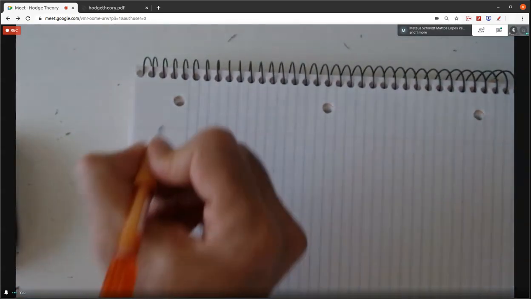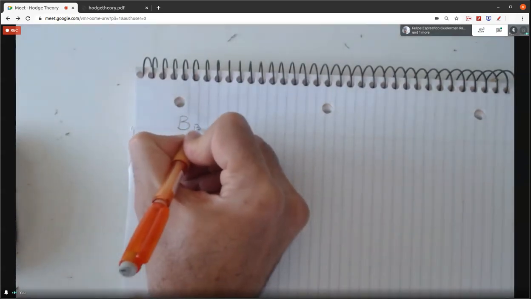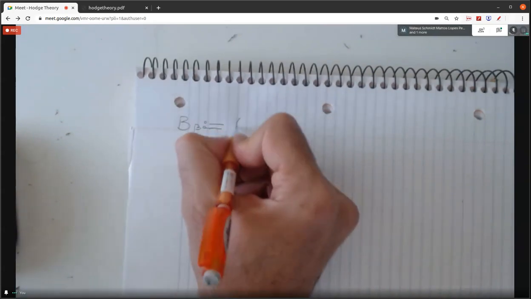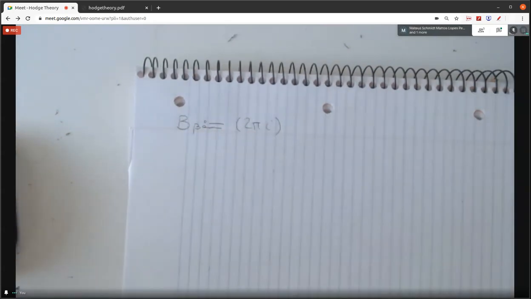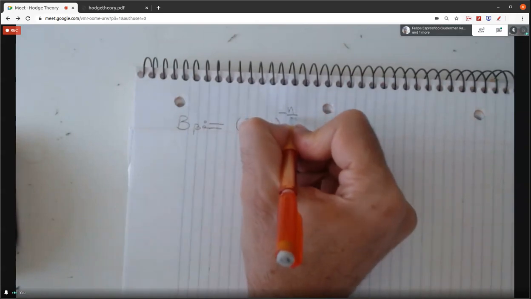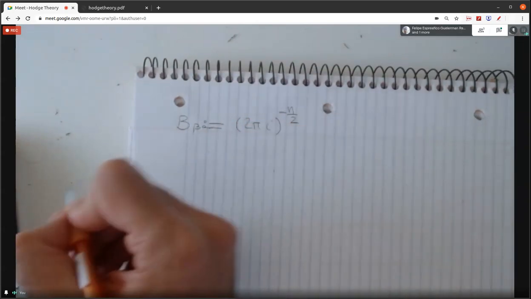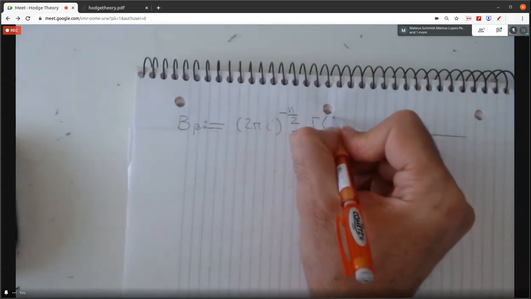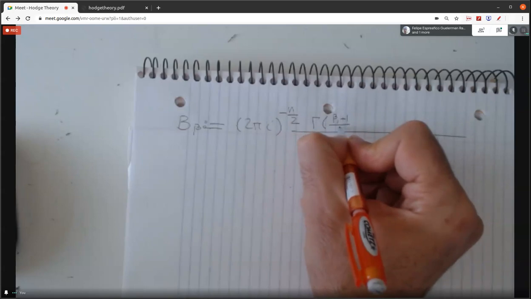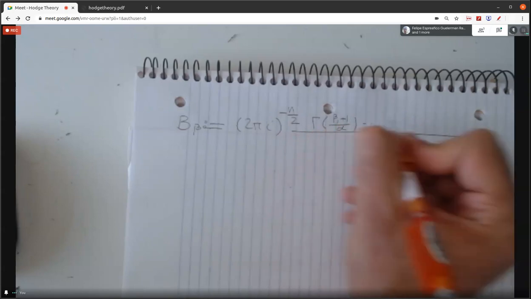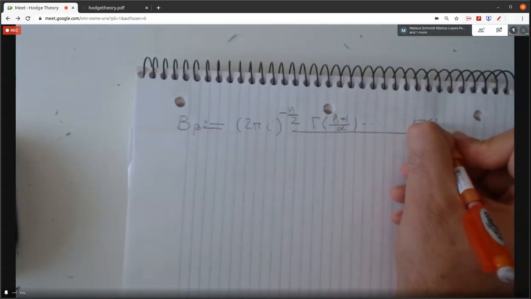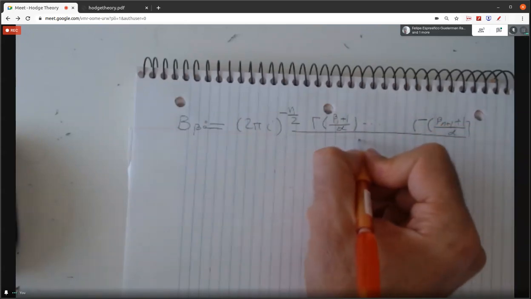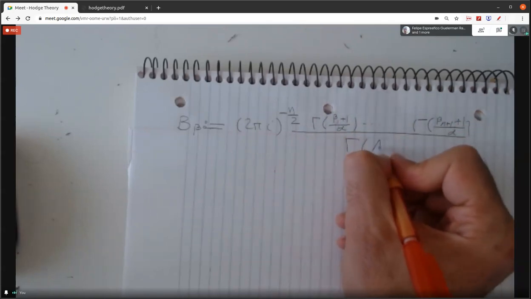So let's define b beta as 2 pi i to the minus n half, times this beta factor. Let me write the beta factor: gamma of beta 1 plus 1 over d, up to gamma of beta n plus 1 over d, and then gamma of the sum of all these, which was just a beta.